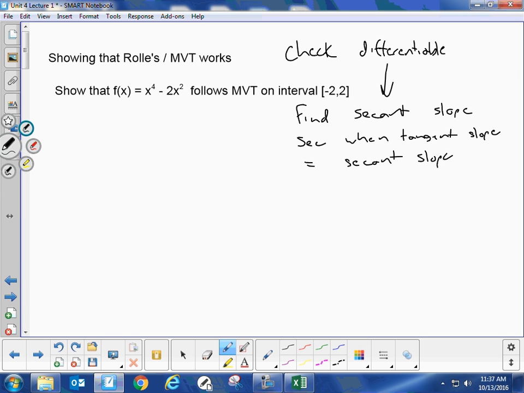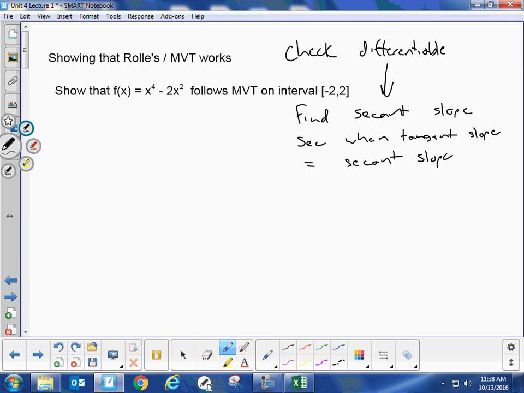And then we will find the secant slope and then see when the tangent slope equals secant slope. Now, key is it's got to be differentiable on your interval. So if there is a discontinuity or a sharp point outside your interval, that's still fine as long as you're continuous and have tangent slopes inside the interval.